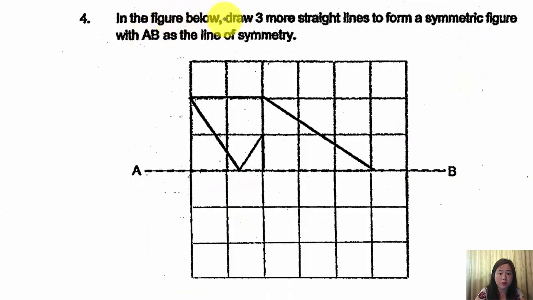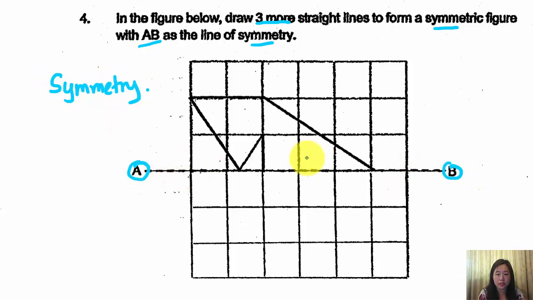Question 4. In the figure below, draw 3 more straight lines to form a symmetric figure with AB as the line of symmetry. So we can see that A and B are here, and they are supposed to be the line of symmetry. So the concept tested here is definitely on symmetry. And since the line of symmetry is like the mirror line, let's plot the points that are needed to complete this line of symmetry.